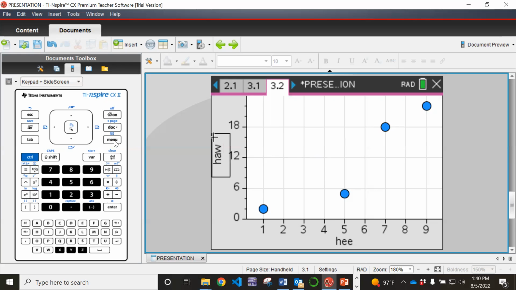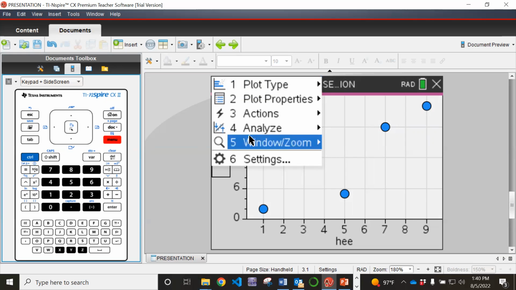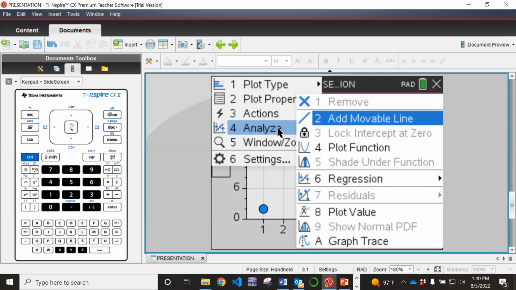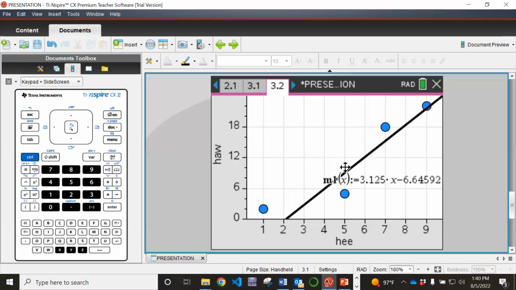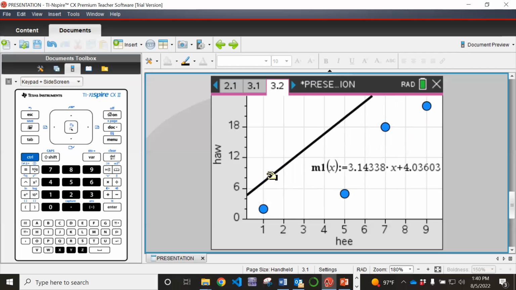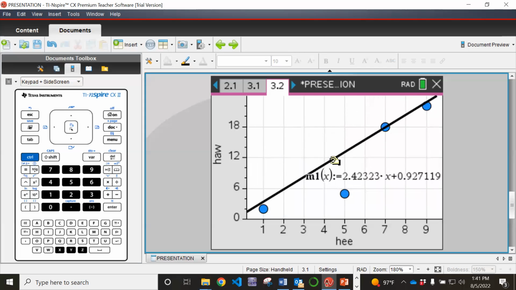So I'm going to go in and I'm going to say menu. By the way, I usually only do this once for students just so they have the experience with it. So I'm going to say menu, and let's see, it is under Analyze, and I'm going to say Add a movable line. Okay, this is not the linear regression model. But I could move this around by grabbing the center or grabbing the edge and tilting it. Well, how would I know which one is going to be the best?